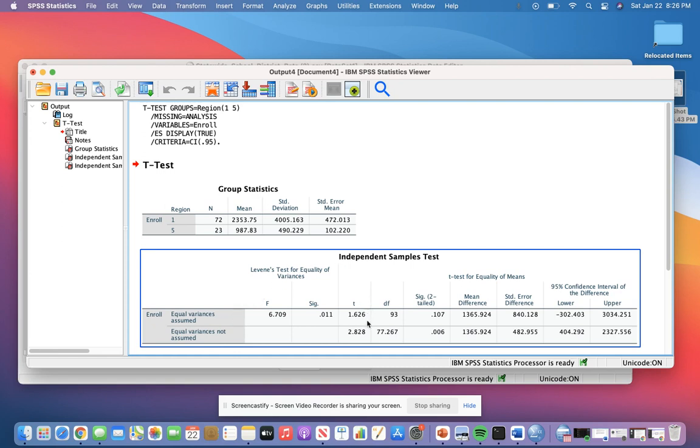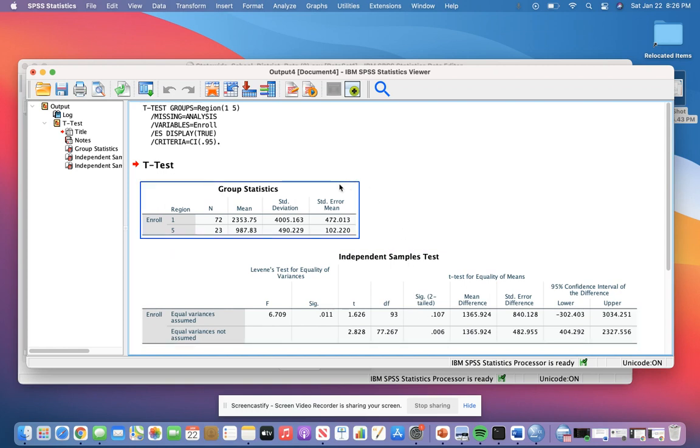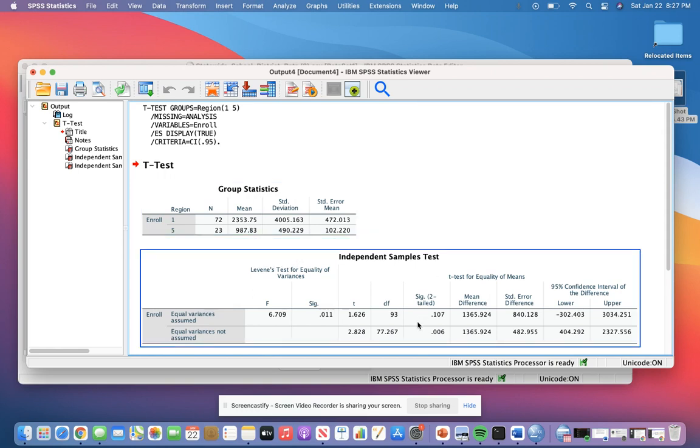And that means our t-value is 1.626, with 93 as our degrees of freedom. And then this is a two-tailed significance value of 0.107. And because it is two-tailed, that means our alpha level is 0.025, which means that the difference in the mean values is not significant, because this value is greater than 0.025. To be significant, this value would need to be lower.